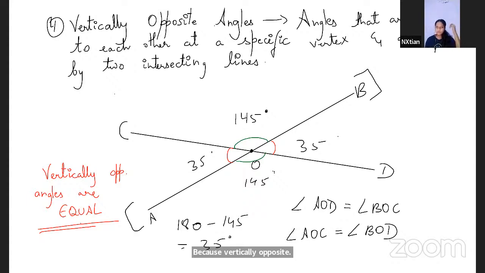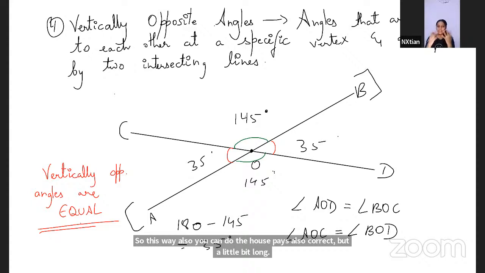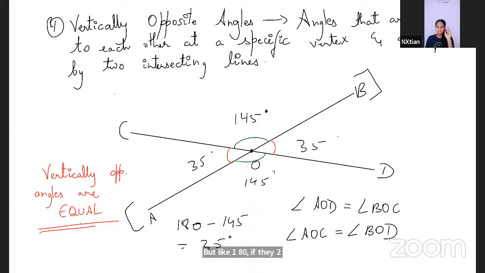So this way also you can do it. Abraham's way is also correct, but a little bit long. If two angles are on a straight line, or supplementary angles, their sum is always 180 degrees. If you know one angle, subtract it from 180 and you will get the other angle. So this is how you can do it.